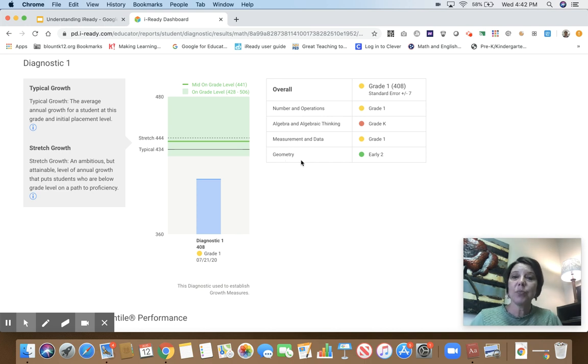Geometry is shapes, understanding number of sides, understanding angles. And here, he's exactly where he needs to be. He is on grade level in geometry.